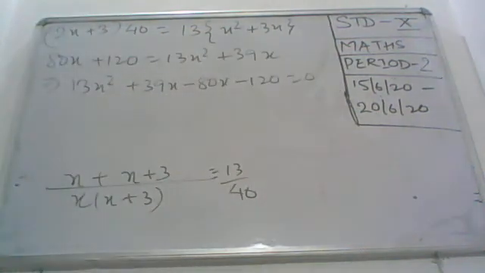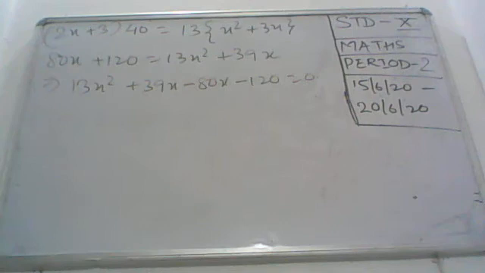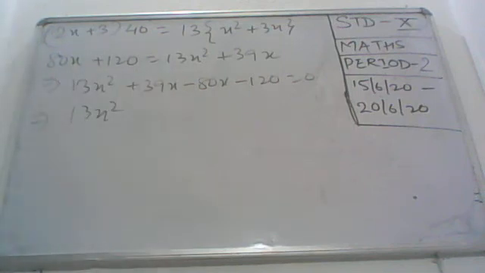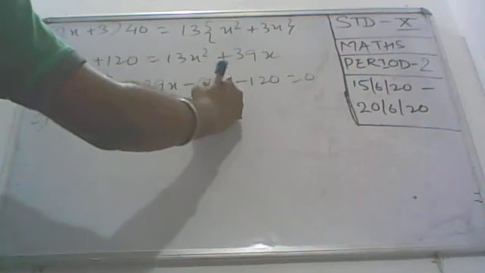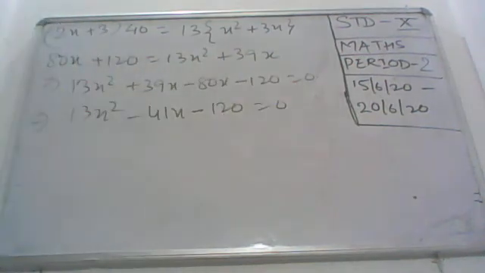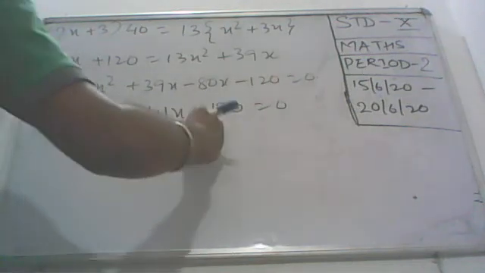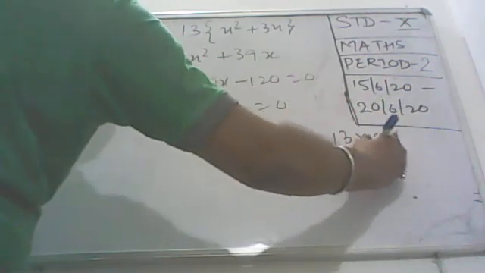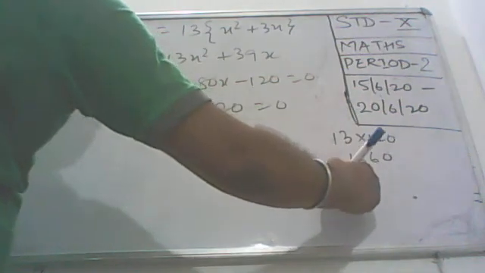Okay, that means this will become here 13x square plus 39x minus 80x, that is minus 41x, minus 120 is equal to 0 only. Okay, so now how can it be solved? 13 times 120 is 1560, 1560 it is. Okay, that means 13 into 120, 1560, so it will become how much?